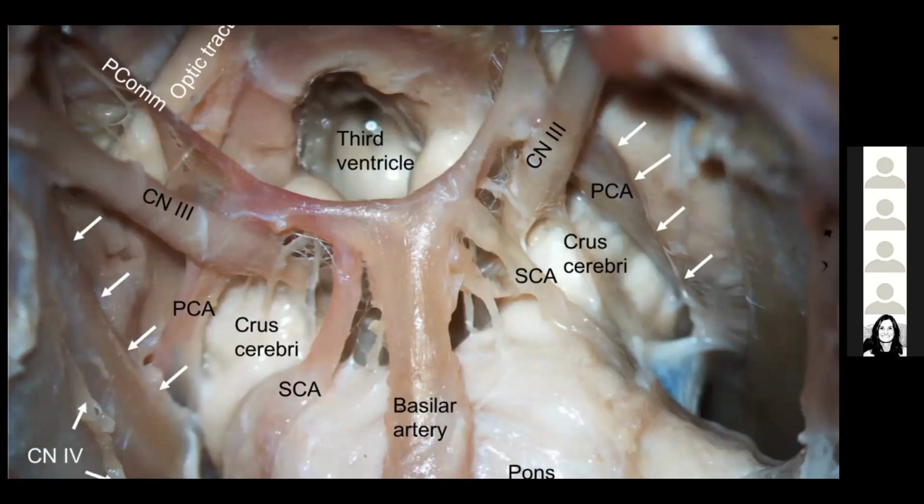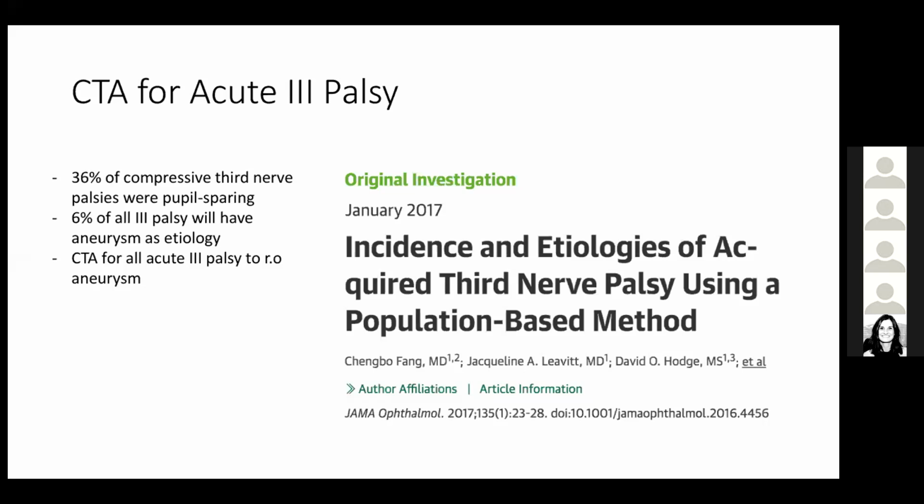Just keep in mind, because its presentations are not always typical, how missing such a thing can result in a catastrophic outcome. In fact, there was a study published in 2017 that looked specifically into this, and they found 36% of compressive third nerve palsies, meaning those caused by an aneurysm, a serious problem, were pupil sparing, which is not what is expected. And in general, 6% of all acute third nerve palsies will have an aneurysm as an etiology.